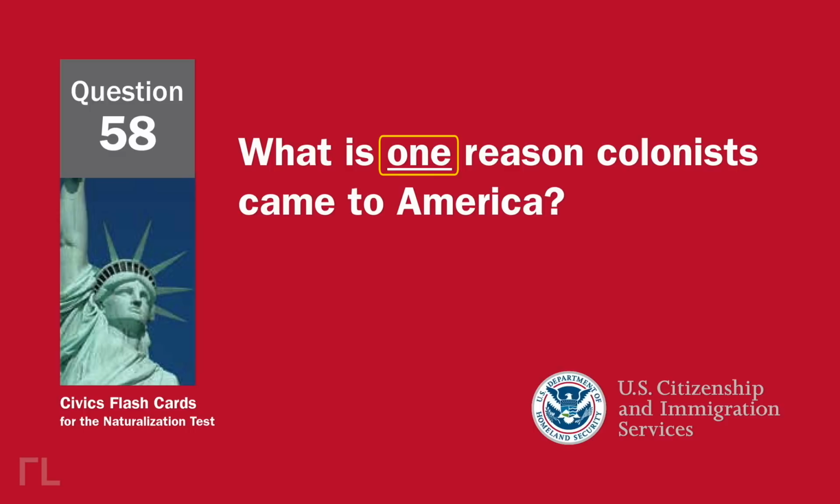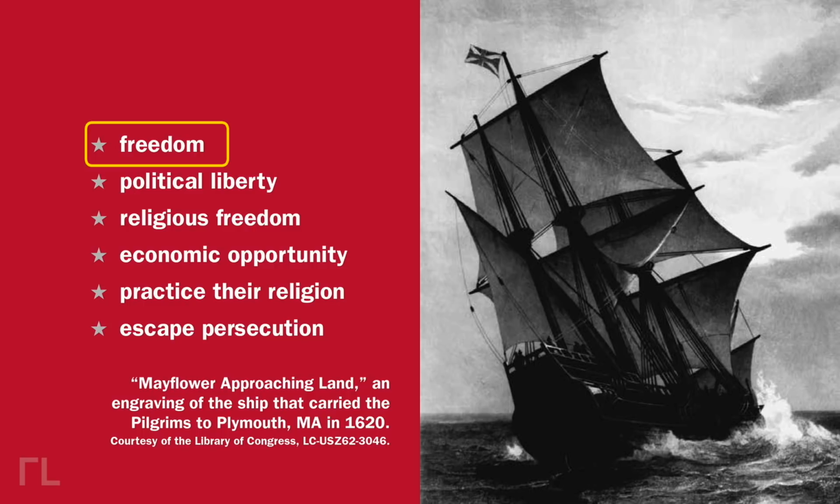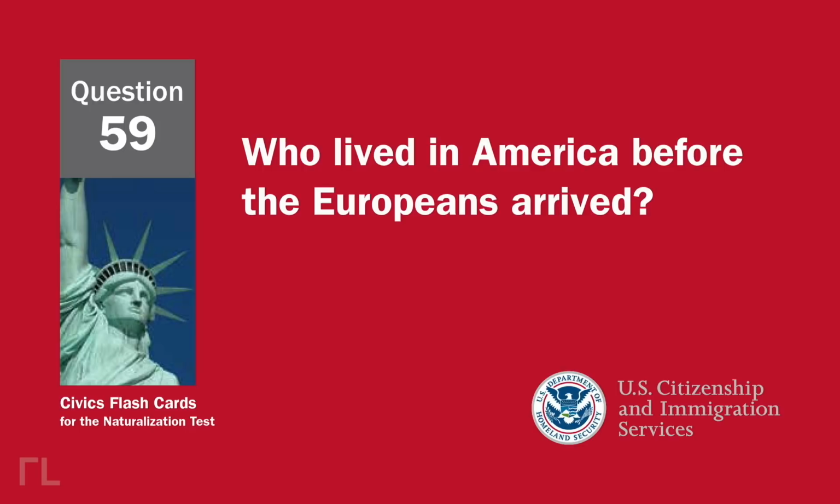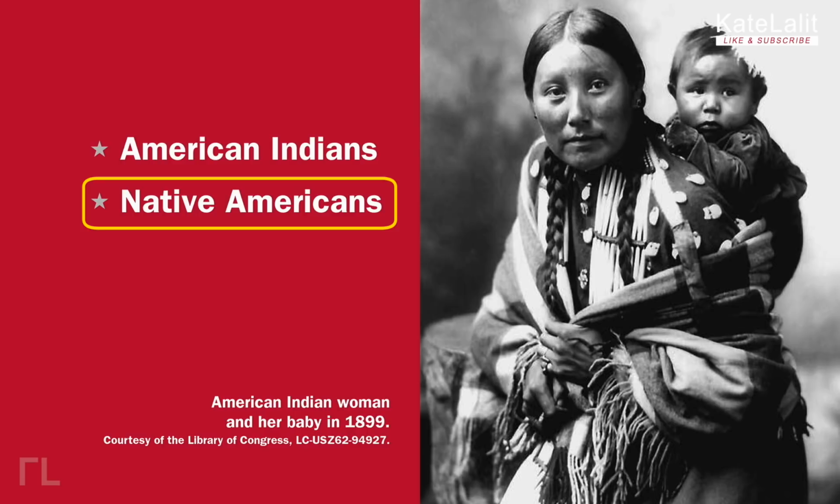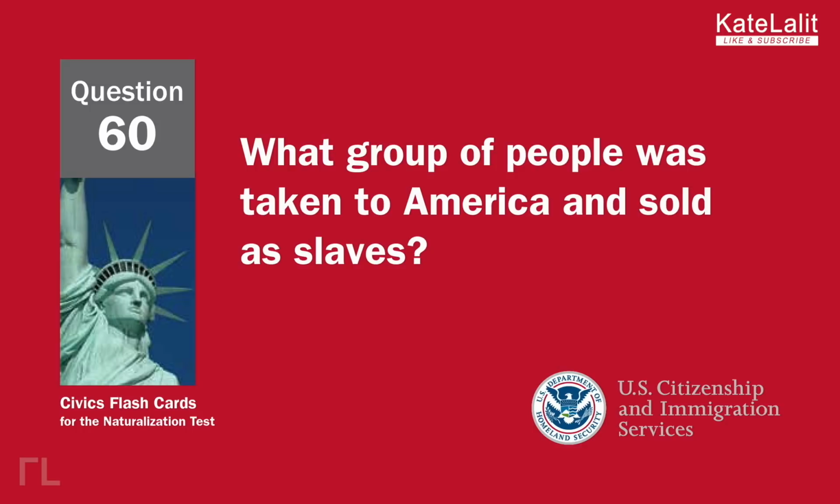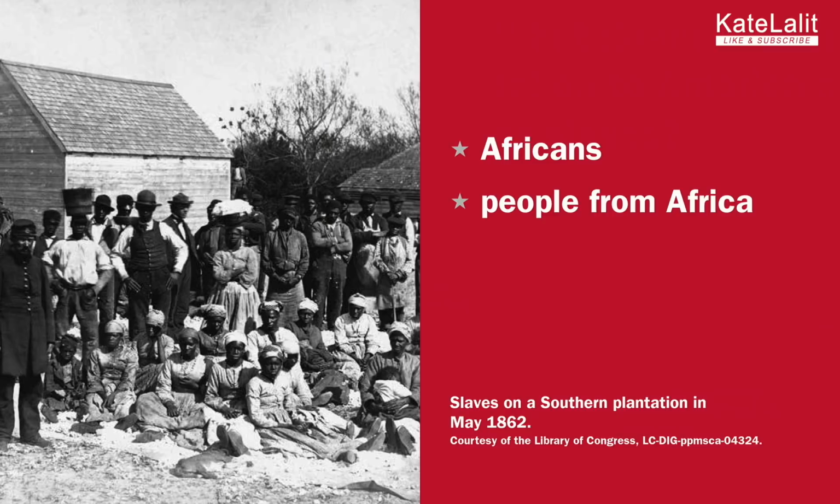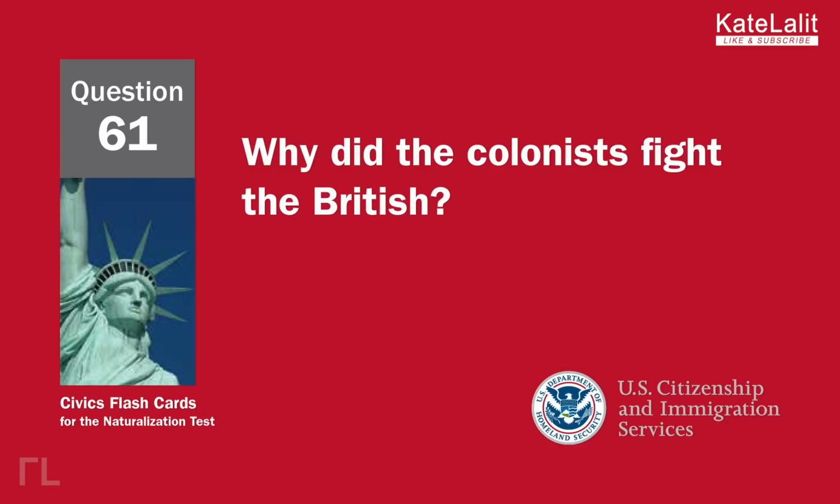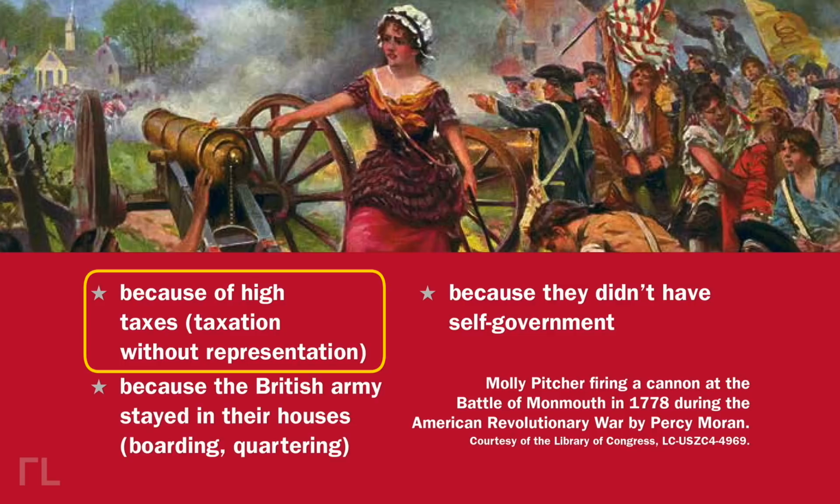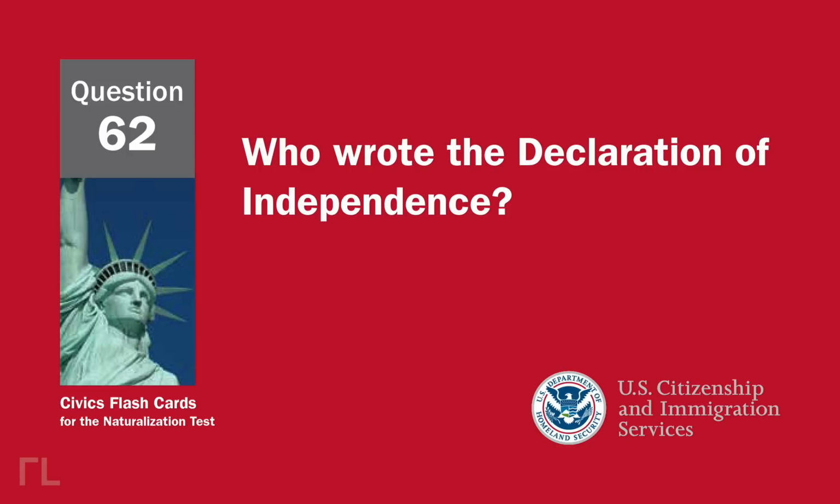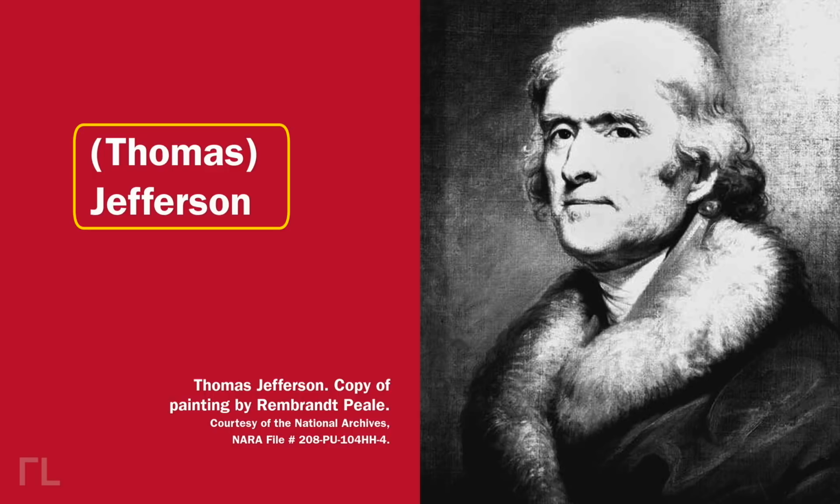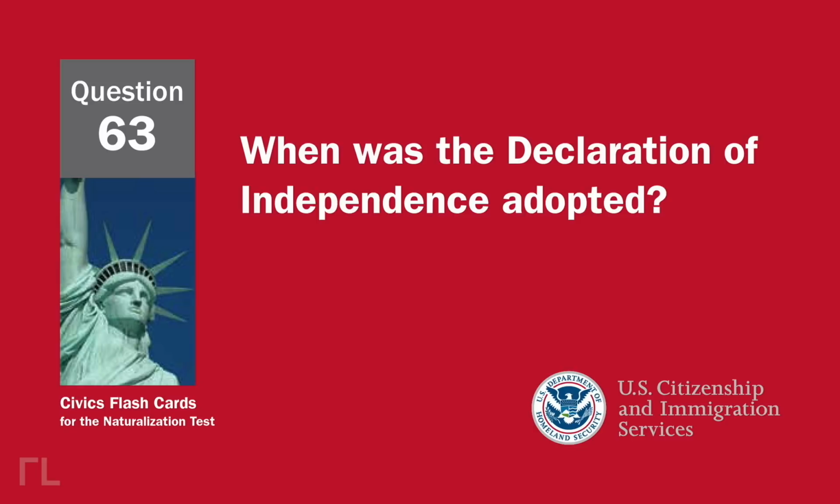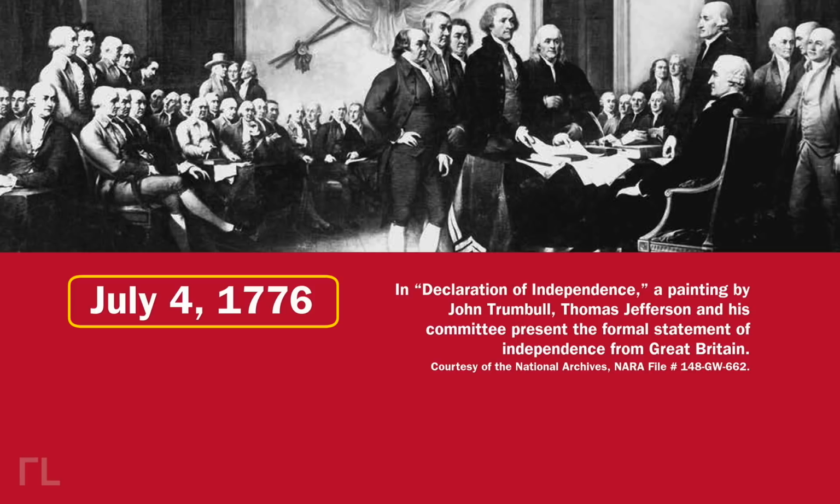What is one reason colonists came to America? Freedom. Who lived in America before the Europeans arrived? Native Americans. What group of people was taken to America and sold as slaves? Africans. Why did the colonists fight the British? Because of high taxes. Who wrote the Declaration of Independence? Thomas Jefferson. When was the Declaration of Independence adopted? July 4th, 1776.